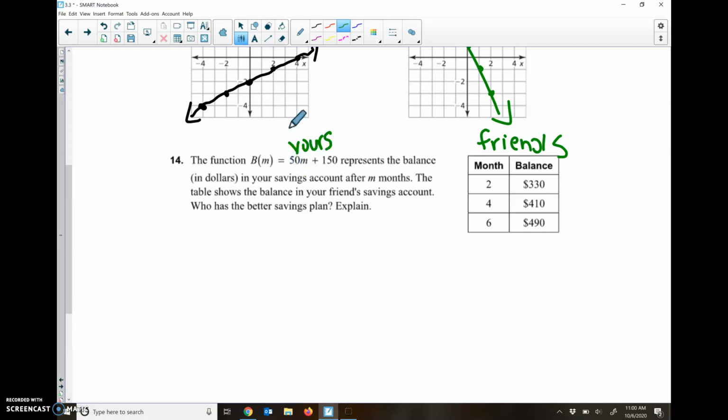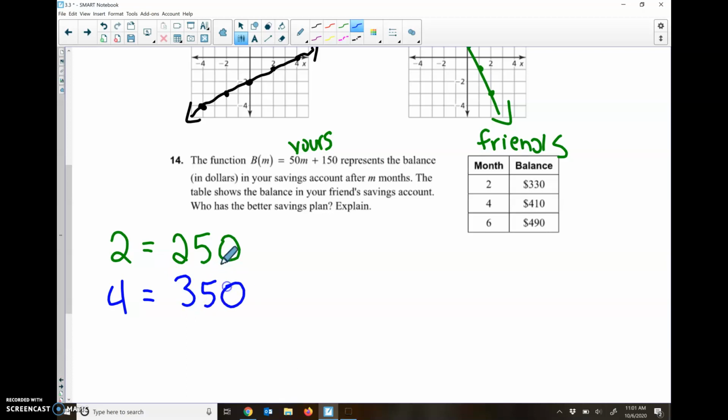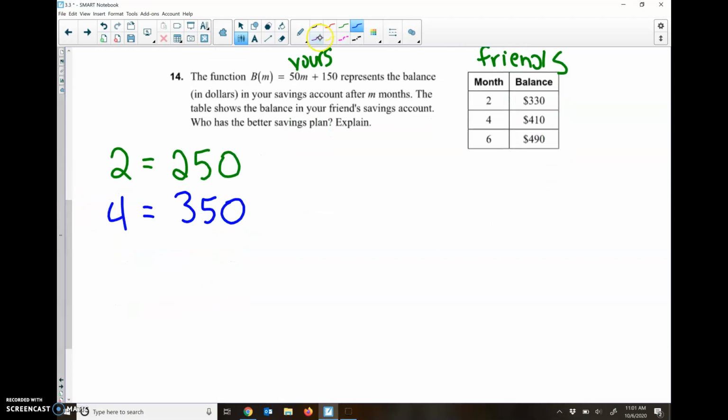We're going to figure out who has the better savings plan. So let's just look at the months that we can compare here. After 2 months, 50 times 2 is 100. 100 plus 150 is 250. Ooh, so after 2 months, looks like your friend has the better savings account. Okay, let's look at 4 months. So now let's put a 4 in there. 50 times 4 is 200. 200 plus 150 looks like it's going to be 350 there. And after 4 months, your friend has 410. Uh-oh. So they still have a better account than you.